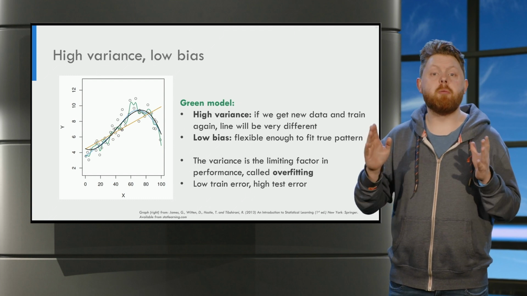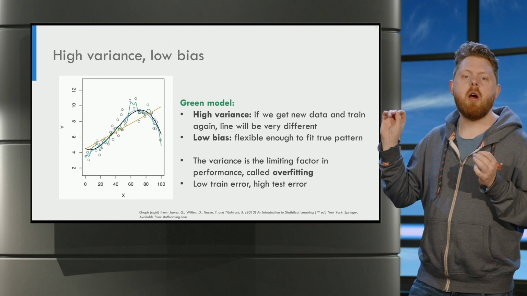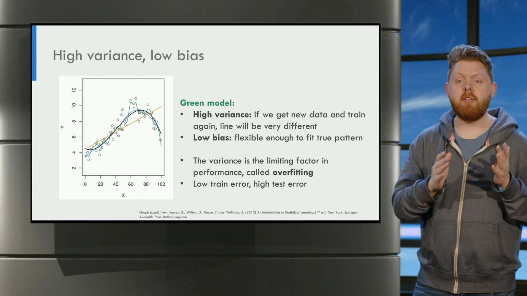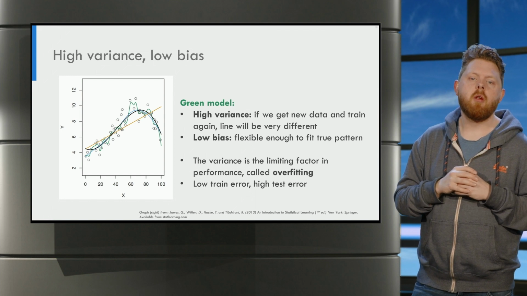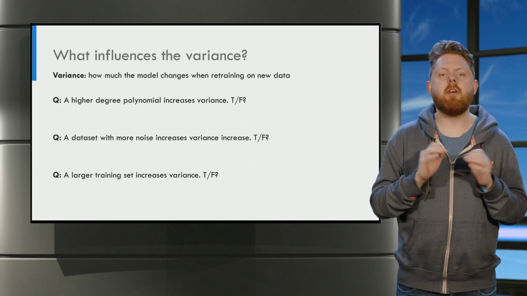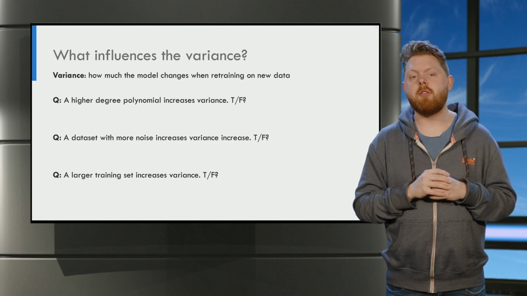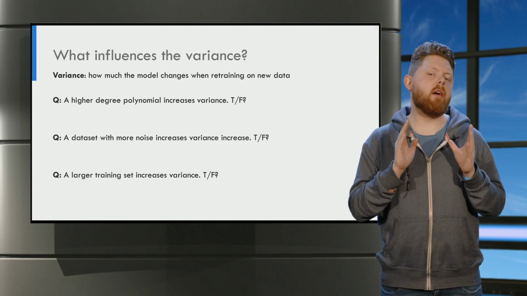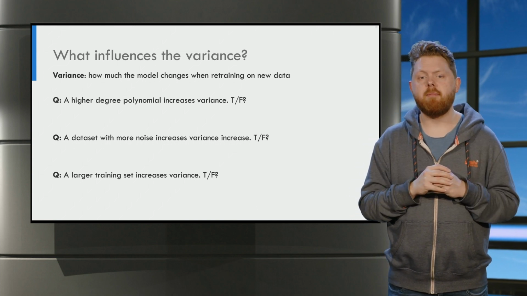In this case, the model performs very well on the training set, where it has a small train error. However, on unseen test data, the error will be large. Okay, now we have seen these examples. Let's talk about what influences the variance. Remember, variance is how much the model changes when training on new data.